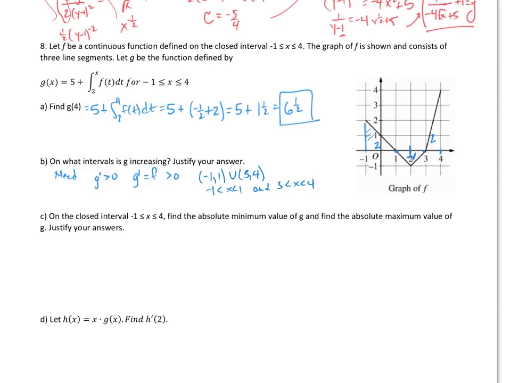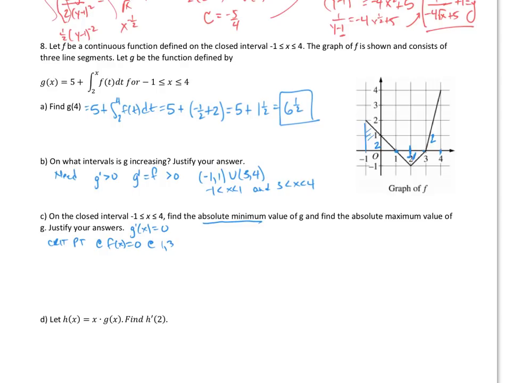Okay, next one. On the closed interval, find the absolutes. For absolutes, we need to make sure we test endpoints. So what this is saying is we are looking for g prime of x to be greater than 0, right? We have to find our critical points. And this is when f of x is equal to 0, and this happens at 1 and 3. Okay, so our critical points over here are at 1 and at 3. So now let's continue on.